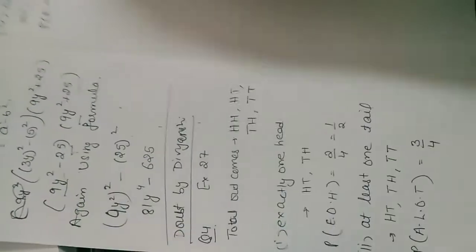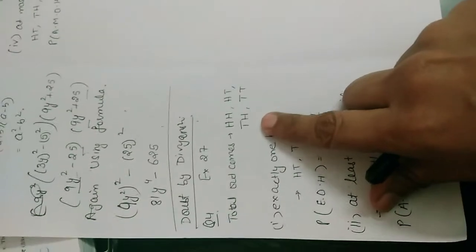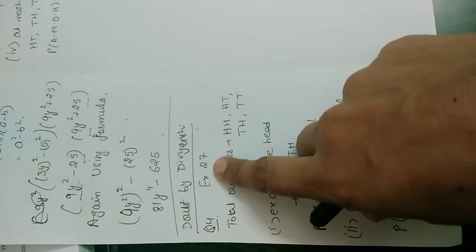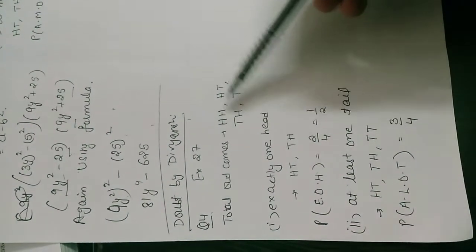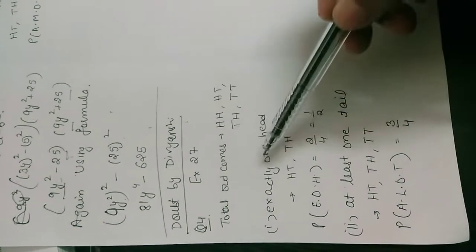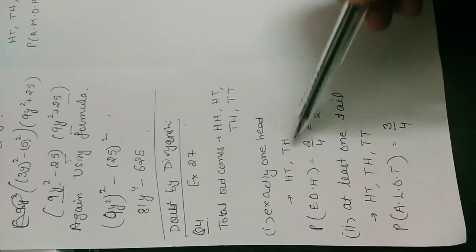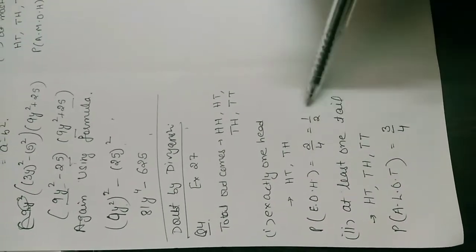This is a doubt given by Divyanshi. Question number 4, exercise 27. You have two coins, then head, tail, head, tail. Exactly one head, so we need only one head. Okay, so 2 by 4.